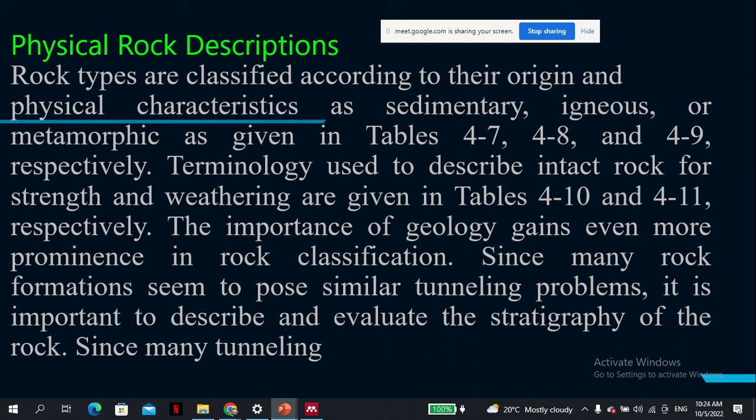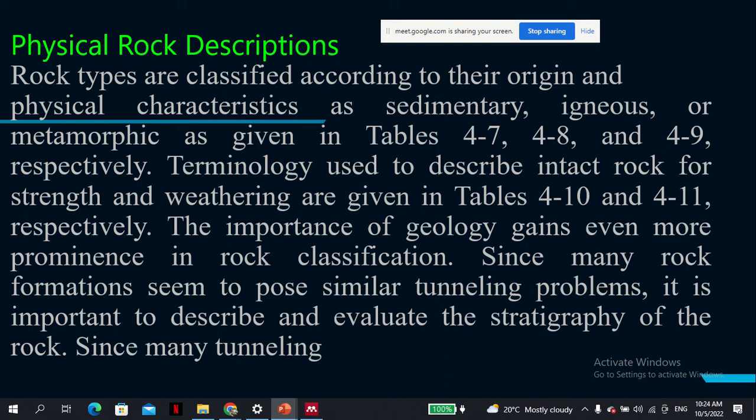So rock types are classified according to their origin and physical characteristics as sedimentary, igneous, or metamorphic. This is why you are required to study a bit of geology in civil engineering. So as given in the tables that have been indicated, the terminology used to describe intact rock for strength and weathering are given in the tables as shown.